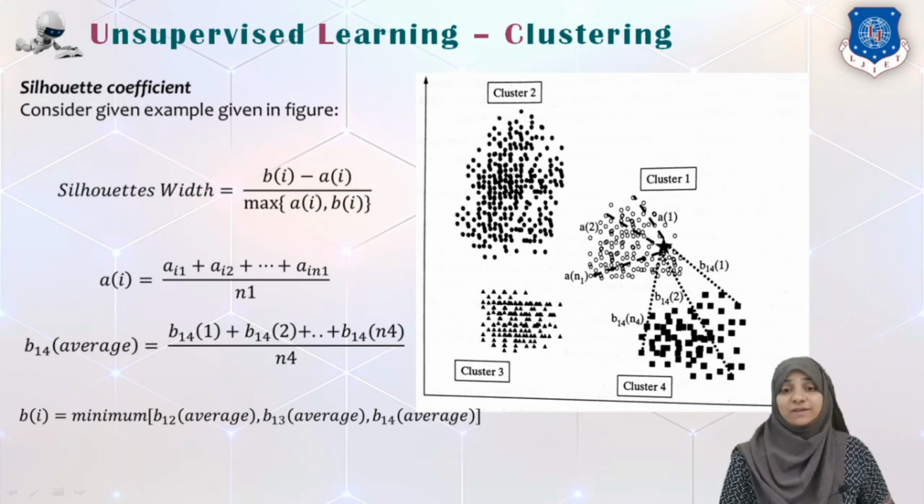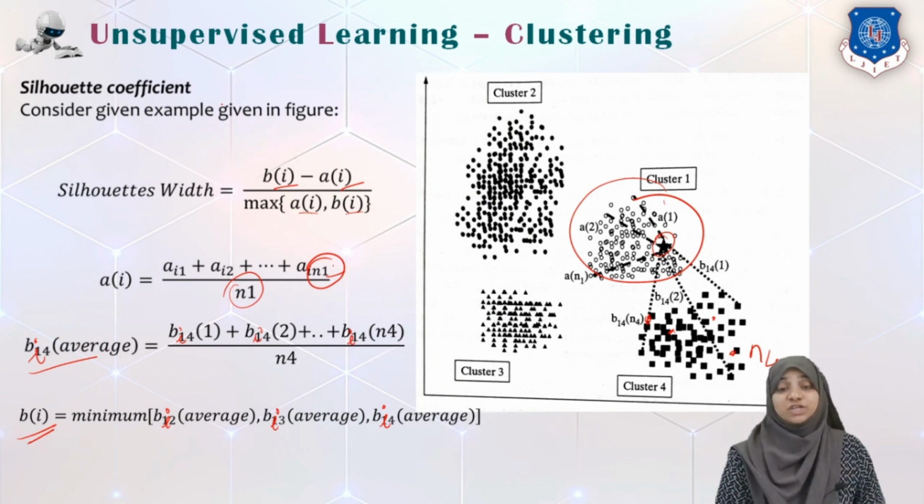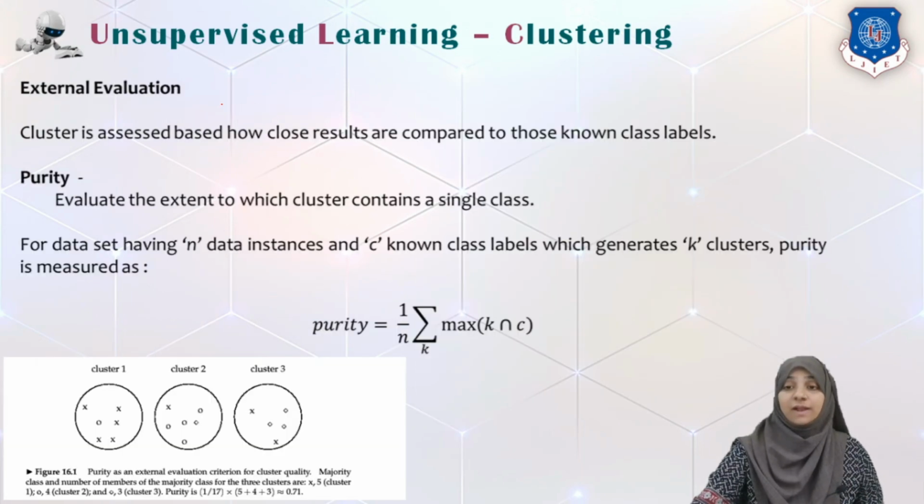So for a given example, Silhouette width will be B of I minus A of I divided by maximum of A of I comma B of I. So this Silhouette width will give us the internal evaluation of clustering. Now we will look into external evaluation of clustering, which is given by purity of a cluster.